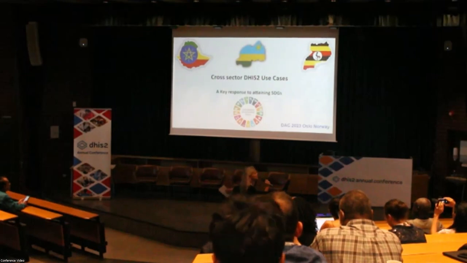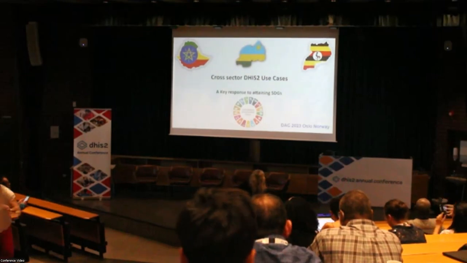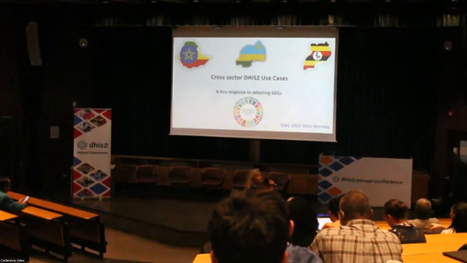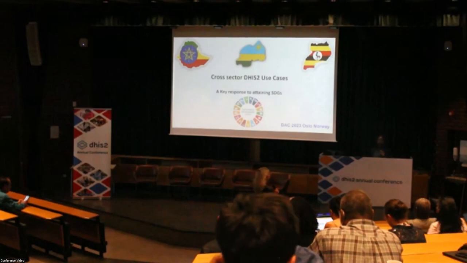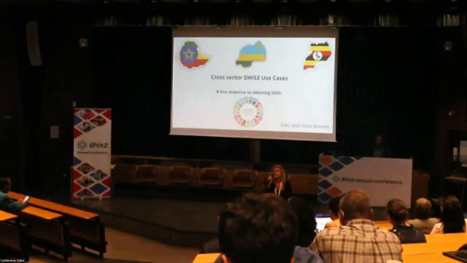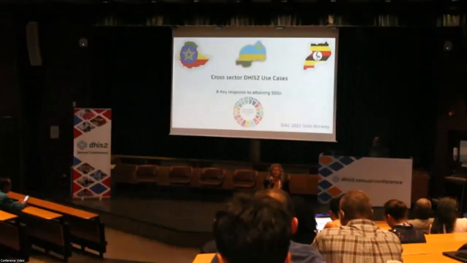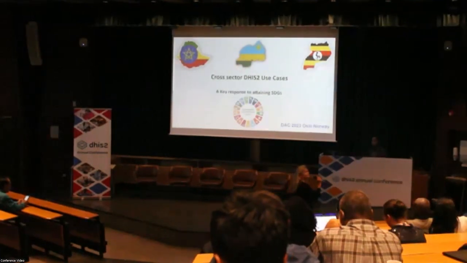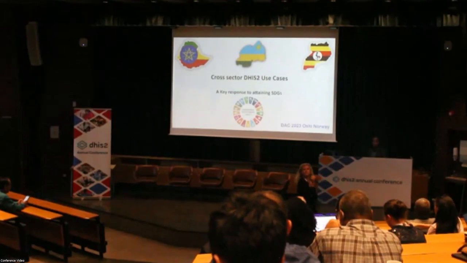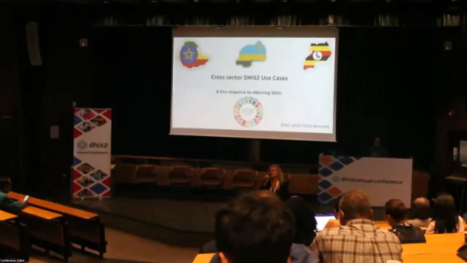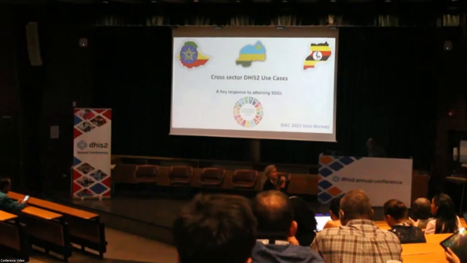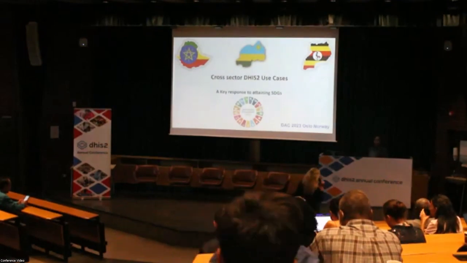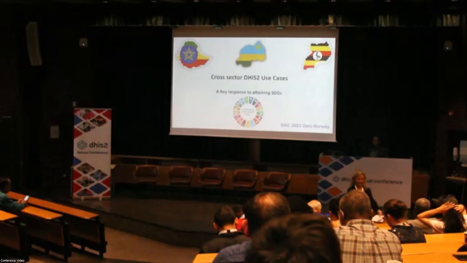So let us start with Prosper, talking about the cross-sector use cases, key responses to measure the SDGs. And then we will continue with Malawi, with the Ministry of Agriculture. Then we'll continue with Jørn, talking about zoonosis in DRC. Then we will end up with John and Sam, talking about climate health and also civil registry from Laos.